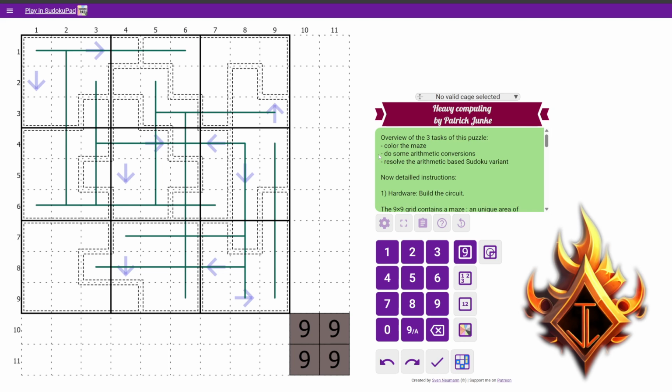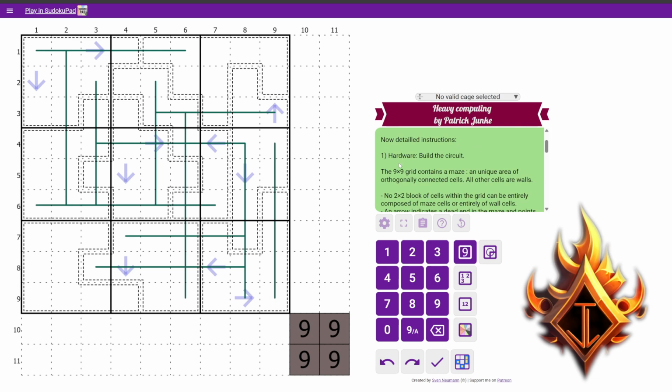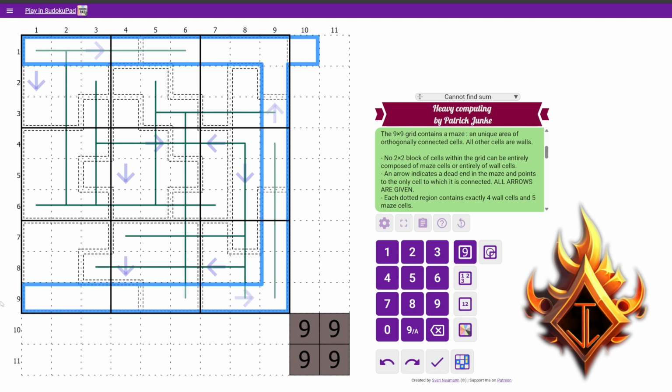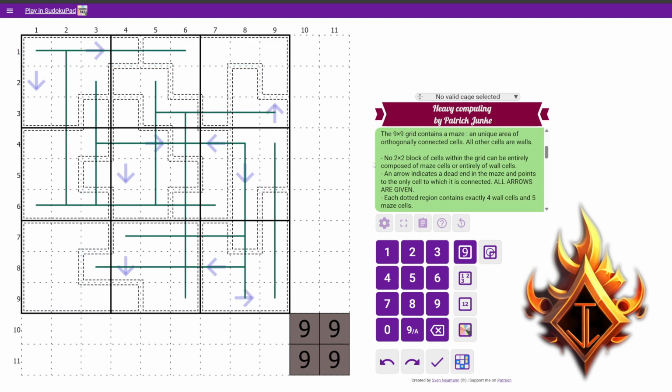First, we color the maze, then we do some arithmetic conversions, and then we resolve the arithmetic-based Sudoku variant. For the detailed instructions, our first step is to build the circuit. The 9 by 9 grid contains this 9 by 9 up here, the normal looking Sudoku puzzle. It contains a maze, a unique area of orthogonally connected cells, and all other cells are walls. So the maze will be all orthogonally connected.